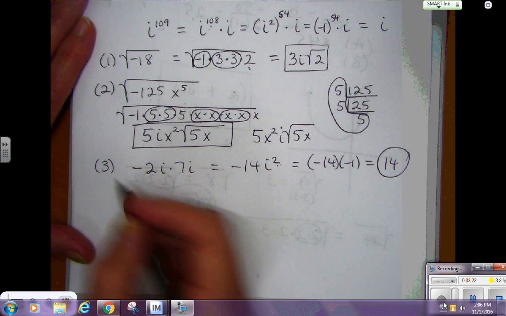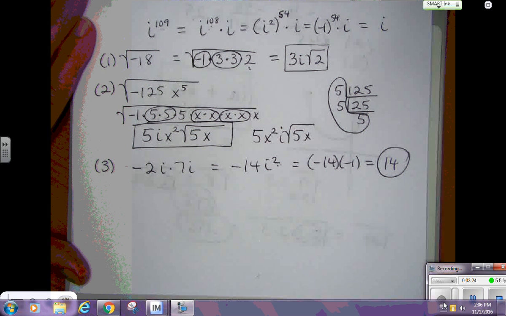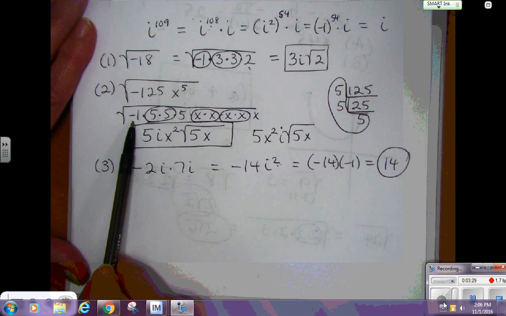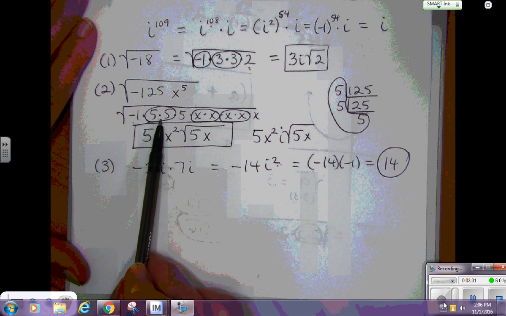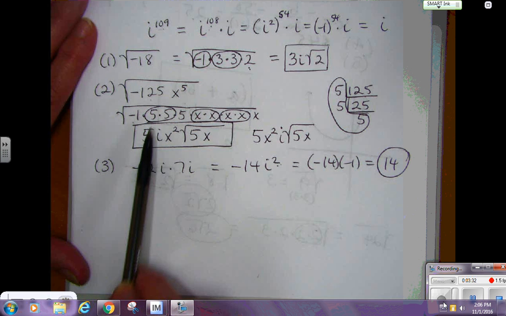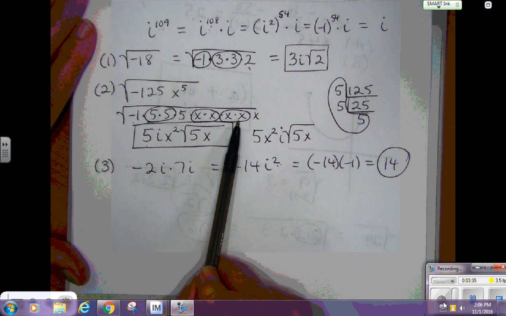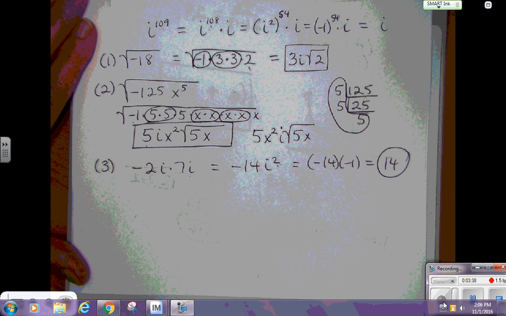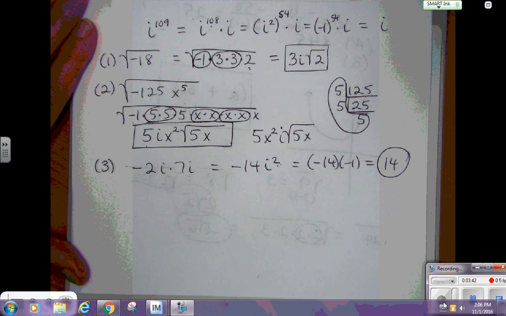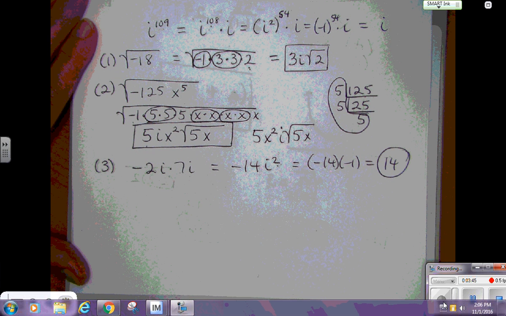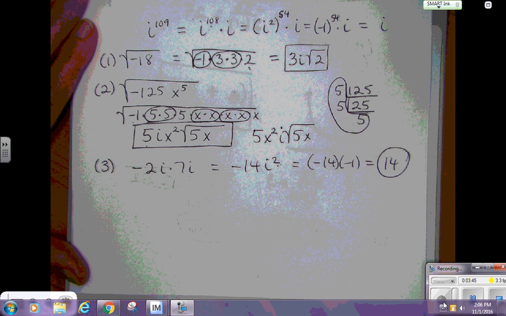What did you get for your answer from 2? Well, I took the i out from this negative 1, and then I had a group of 5's here, so I took out a 5, and I had 2 groups of x. And whenever you take out more than one factor from a root, you multiply them together. So that's how I got the 5i x squared. I just multiplied them all together. Okay, so let's look at number 4.